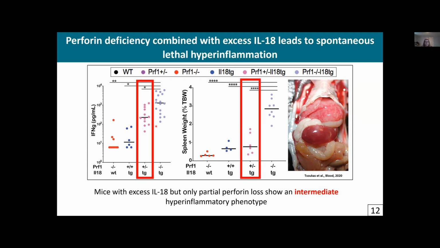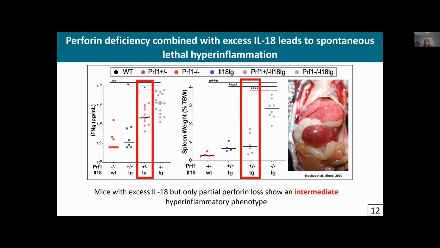And it's also important to show that while the perforin het IL-18 transgenic mice, so these pink mice, which would more closely represent those MAS patients who have partial defects in cytotoxicity, are not succumbing to spontaneous death, they are still showing this intermediate phenotype of hyperinflammation, which is very interesting.